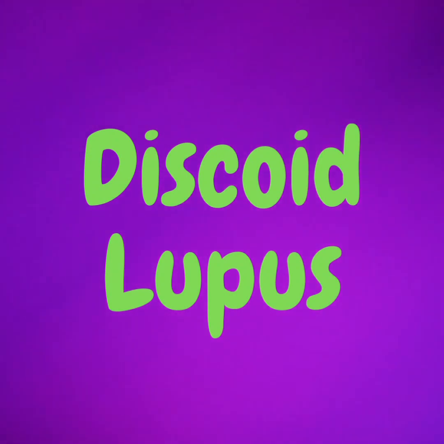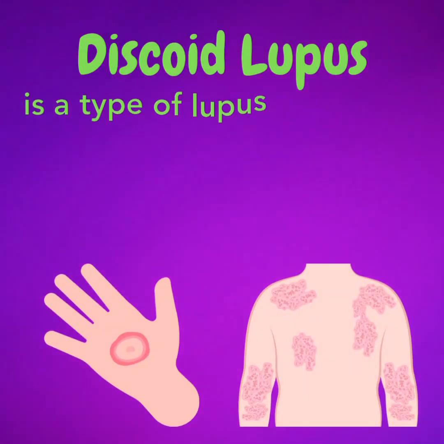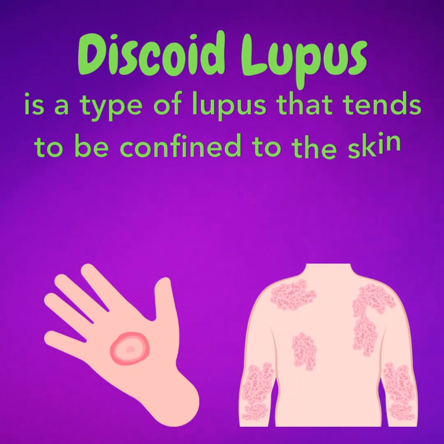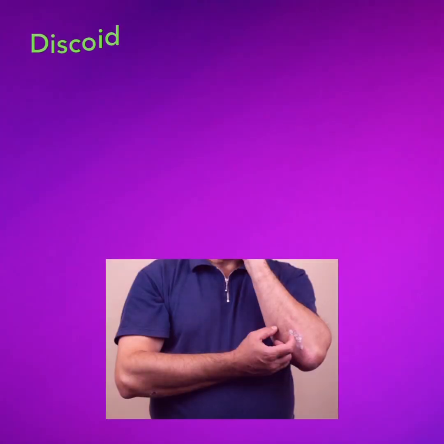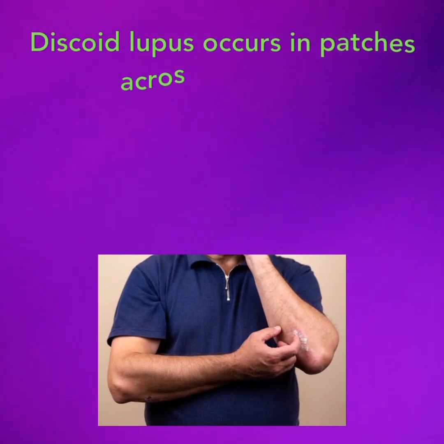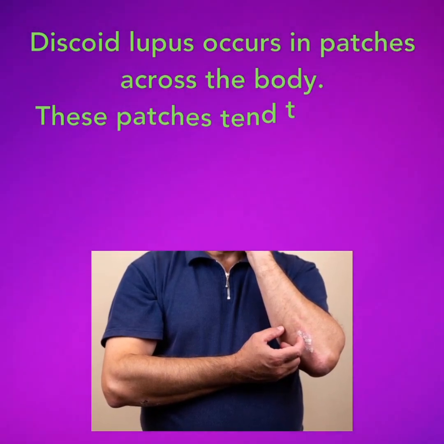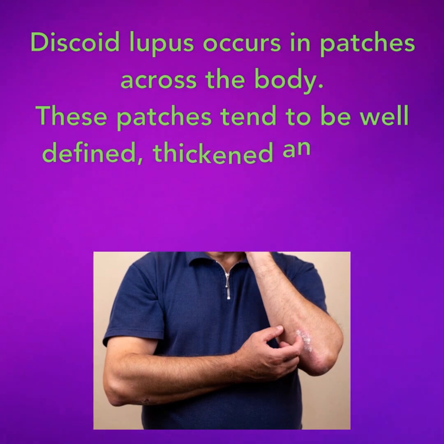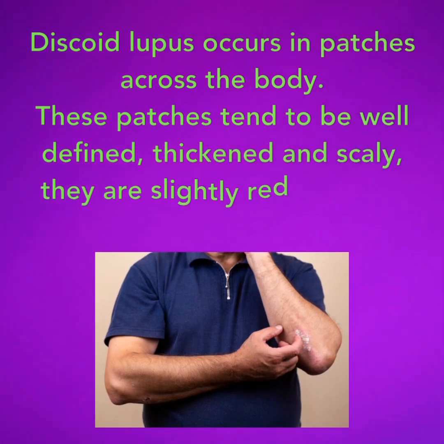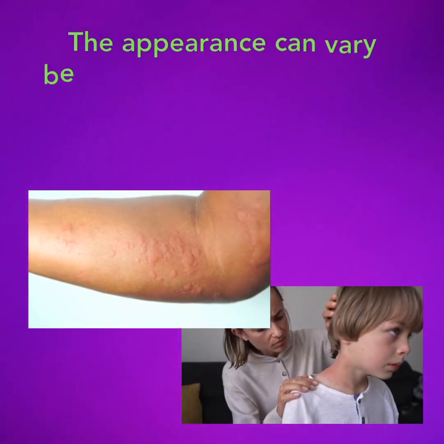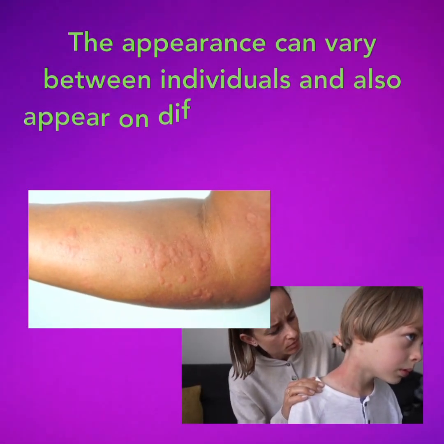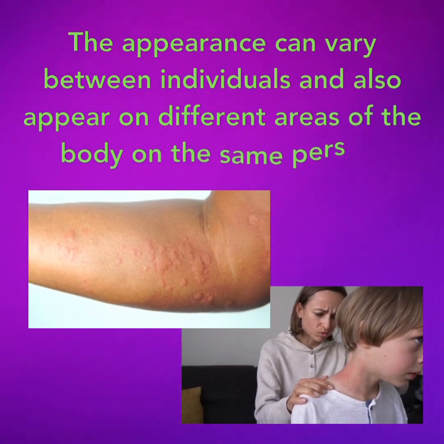Discoid lupus. Okay, so this is a type of lupus that tends to be confined to the skin, and other organs in the body are not involved. Discoid lupus occurs in patches across the body. These patches seem to be well defined, thickened, and scaly. They are slightly red in color and can definitely itch. The appearance can vary between individuals and also appear on different areas of the body on the same person.